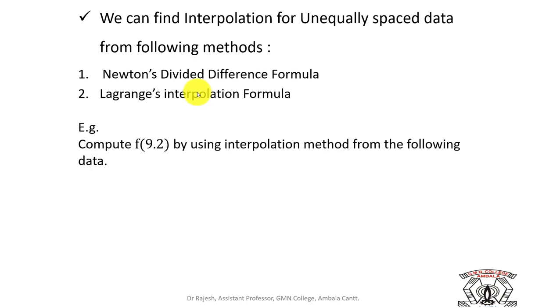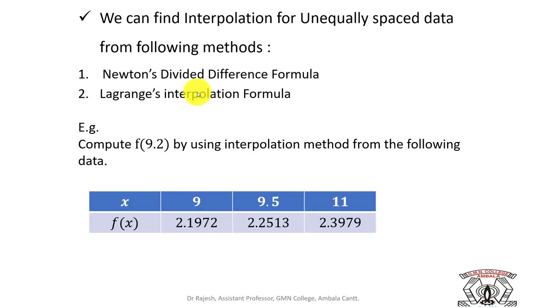Example: compute 9.5 by using an interpolation method from the following data. This data is unequally spaced. It is very clear that here the difference is 0.5, here the difference is 1.5. We are required to find the value of the function at 9.2, which is somewhere near this one. So this is unequal spacing of the data, and we are required to interpolate the value of the function when no approximating polynomial is given.